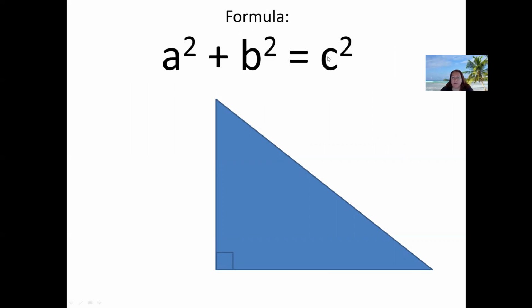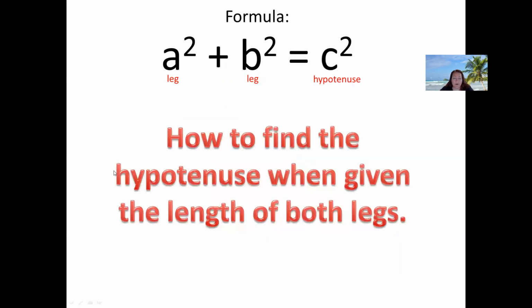And the way that you're going to do it is you're going to use this formula, a squared plus b squared equals c squared. The a and the b are both the legs. So the legs are together on one side of the equal sign, and the hypotenuse is on the right side, and it's alone. So if you have the leg squared plus the other leg squared, it's going to equal the hypotenuse squared.